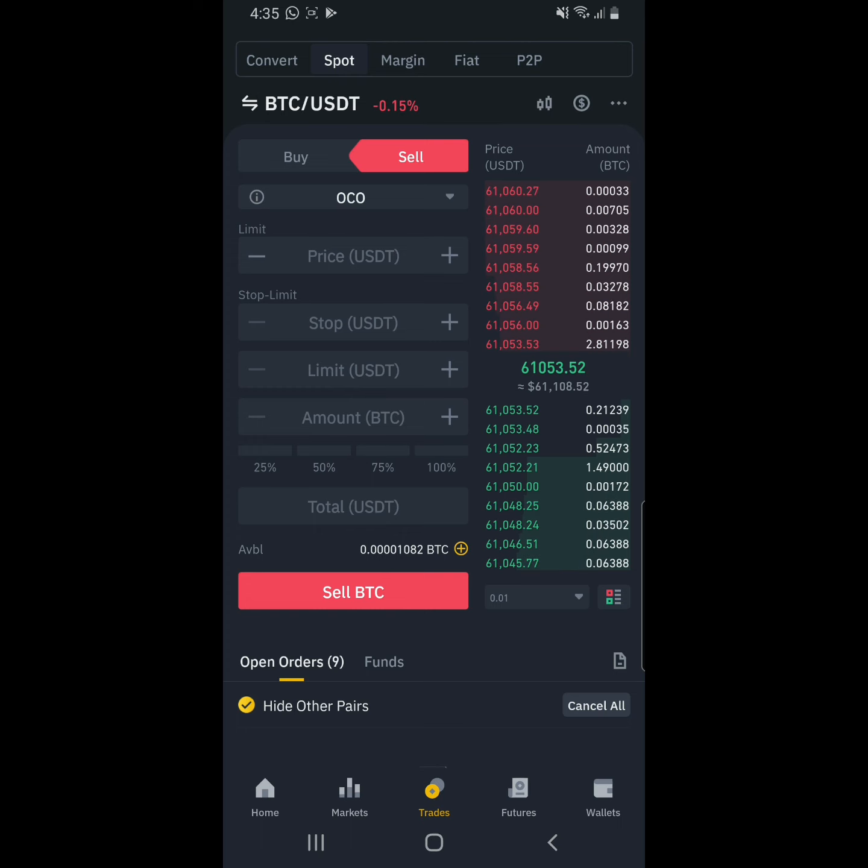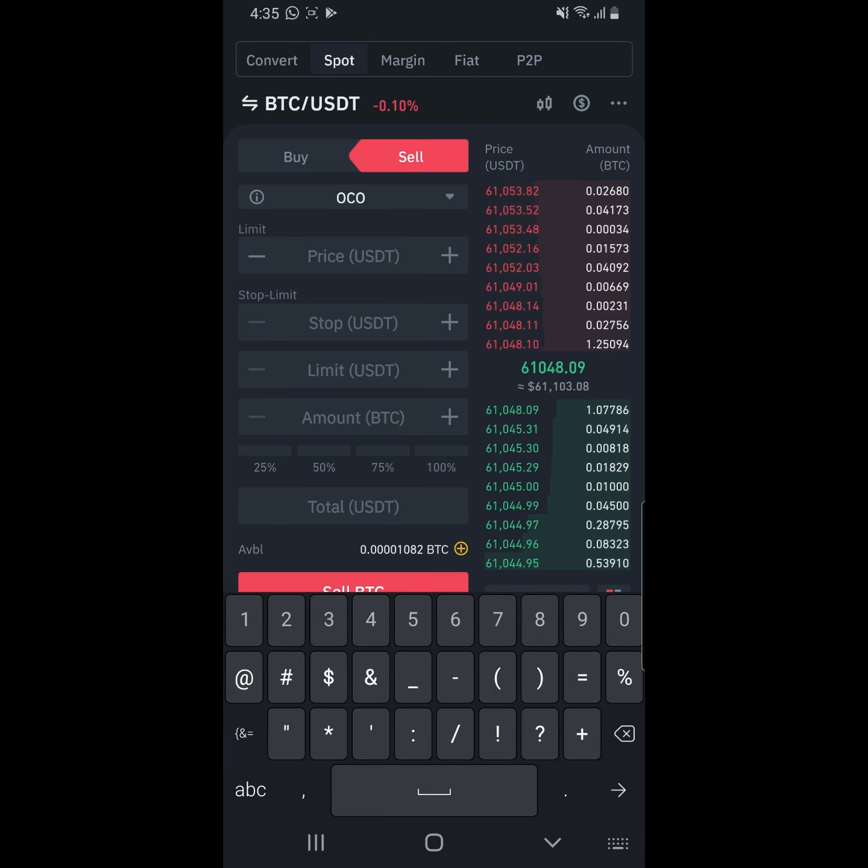I don't want to lose more than I wanted to if the market is going against me. So here in the price, we put the amount. This is for sell. I want to sell at $65,000. So I put the amount I want to sell. Like we said, the stop limit is like a trigger price.